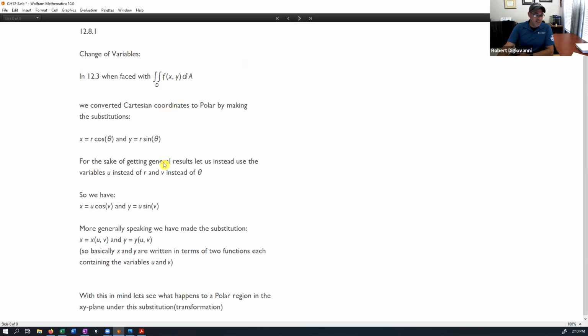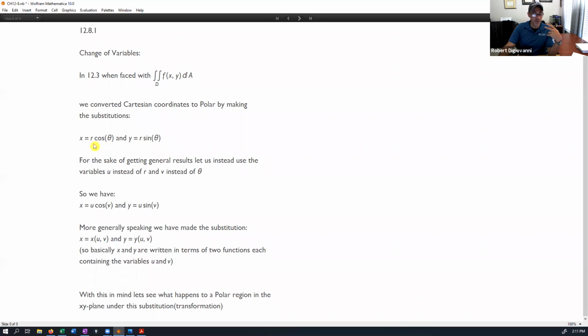This is me just basically saying everything I just said, okay? When we were sitting here with the Cartesian double integral, we let x be r cosine theta and y be r sine theta. What I'd like for you to do right now is instead of using r and theta, let's use u and v. So instead of r, use u, and instead of theta, use v. That would be the same conversion, wouldn't it? It would be a change of variables, just using two new dummy letters instead of r and theta.